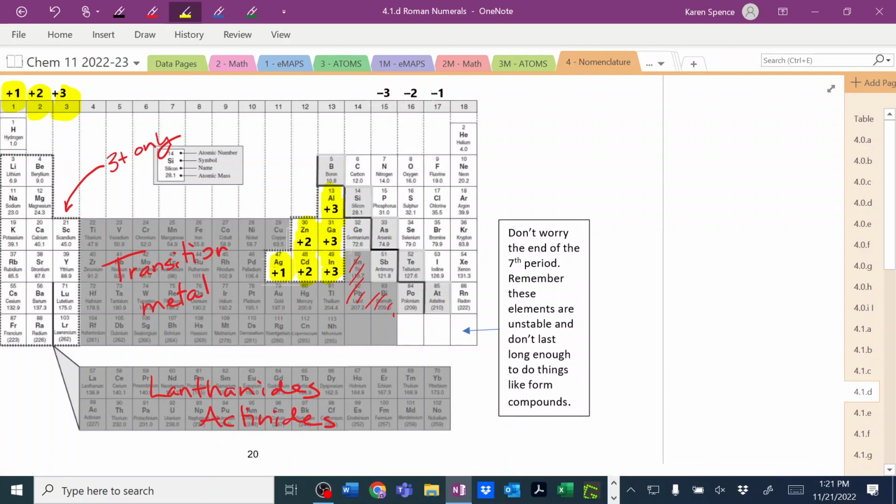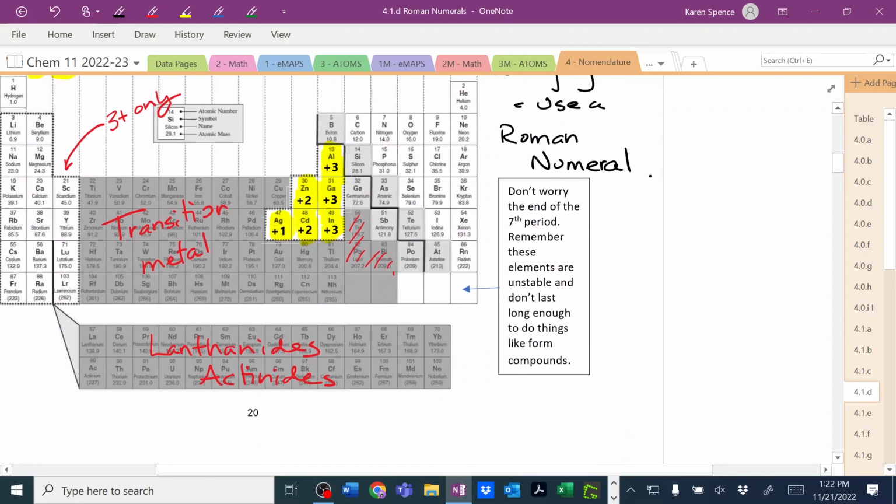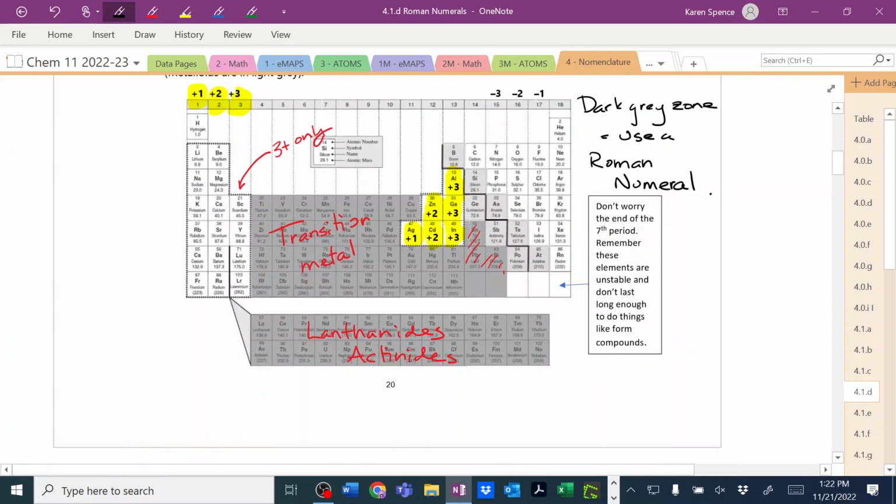Anything that is not in the dark gray zone does not use a Roman numeral. Okay, so the dark gray zone uses a Roman numeral. If it's not in the dark gray zone, do not use a Roman numeral. I'll just call it the gray zone.